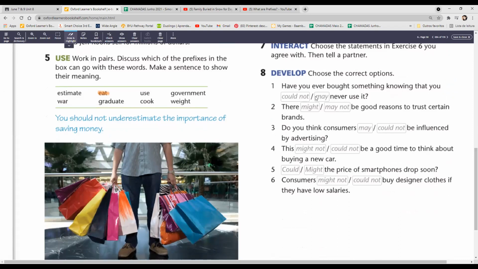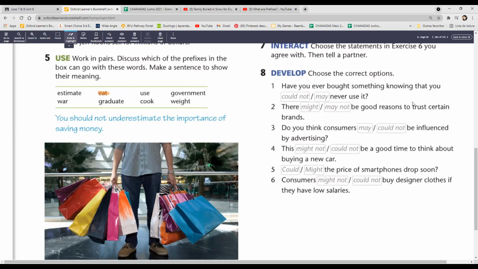Now, let's take a look at the choose the correct option part here in number 8. So we have a sentence and there are 2 options and we need to choose only one. Let's see the first one together. Have you ever bought something knowing that you my, never use it?